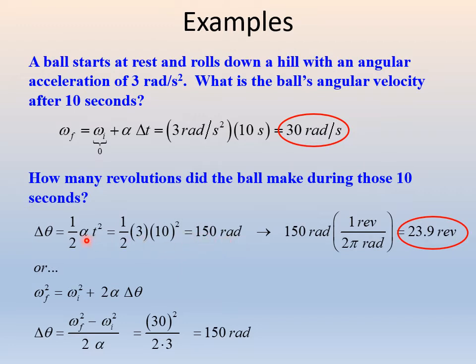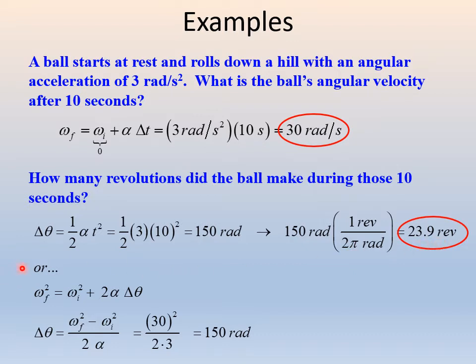Okay, remember, we knew alpha was given up here, and the time is 10 seconds. So this comes out to be 150 radians. Now we have to convert that to revolutions. Just like in the last problem, all we do is multiply this by 1 revolution per 2 pi radians. So we have 150 divided by 2 pi, which gives us 23.9 revolutions.